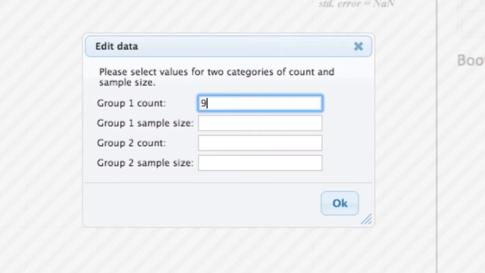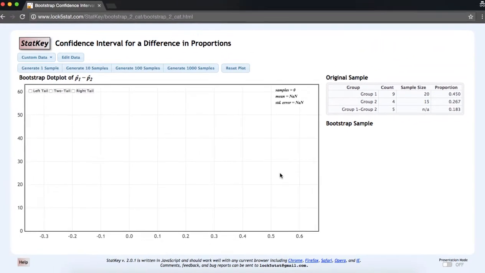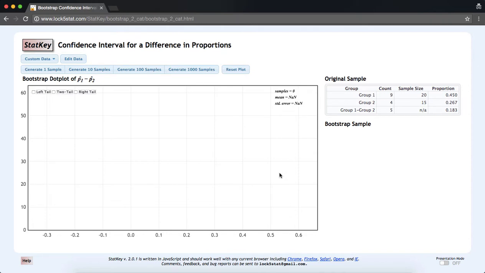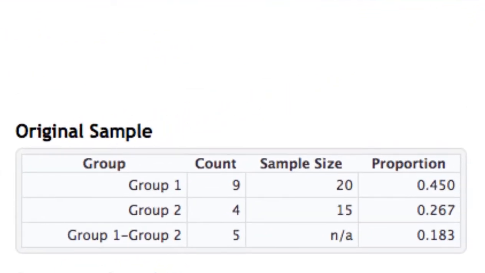In our sample of females, 9 out of 20 were dieting. Group 2 then will be our males, where 4 out of 15 were dieting. On the right now, we have our original sample data. Group 1 is our females and group 2 is our males. The difference in the proportion of females and males who are dieting in our sample is 0.183.